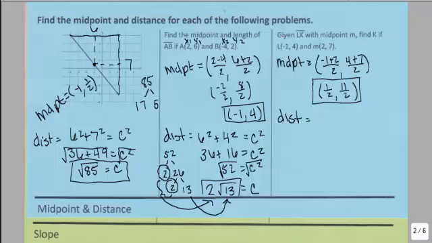Negative 1 minus 2. Negative 1 on this x, minus 2 on that x. Negative 1 minus 2 is negative 3 squared, plus 4 minus 7. 4 minus 7 would be negative 3 squared. So negative 3 squared, negative 3 times negative 3 is a positive 9. Negative 3 times negative 3 is a positive 9, and this equals c squared. 18 equals c squared, and take the square root of both.